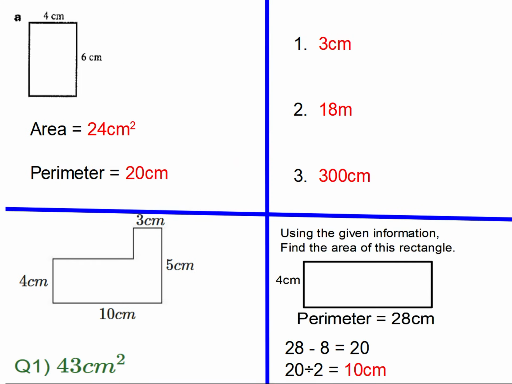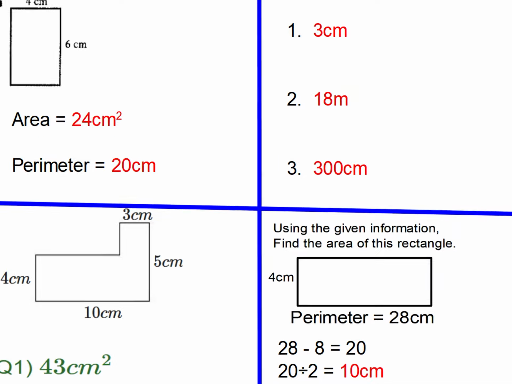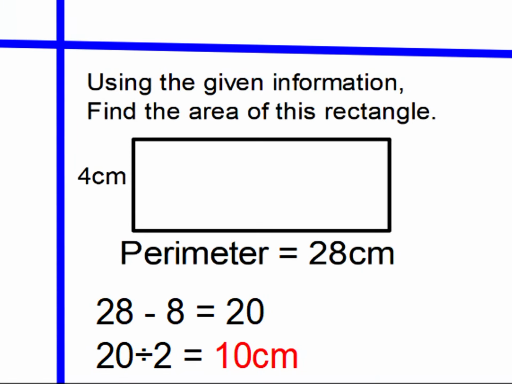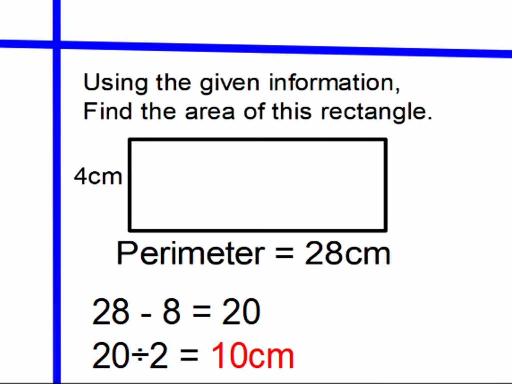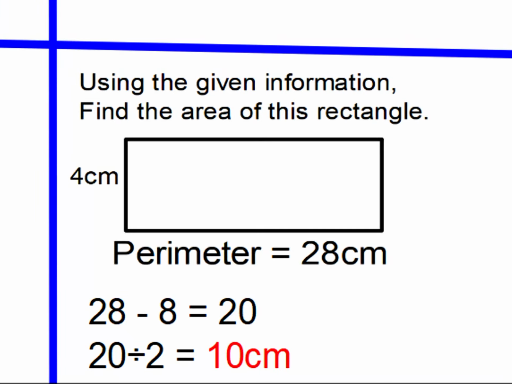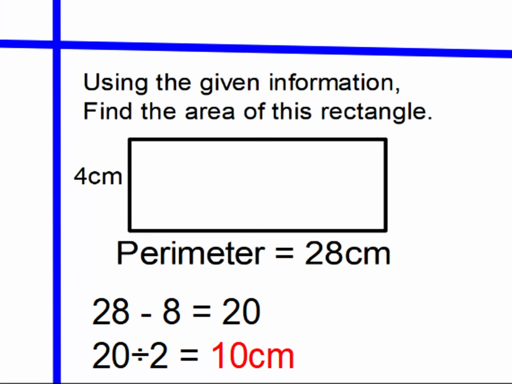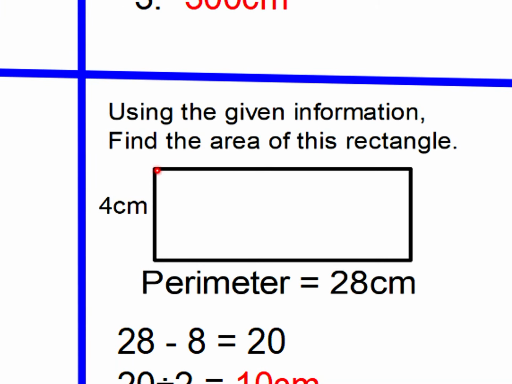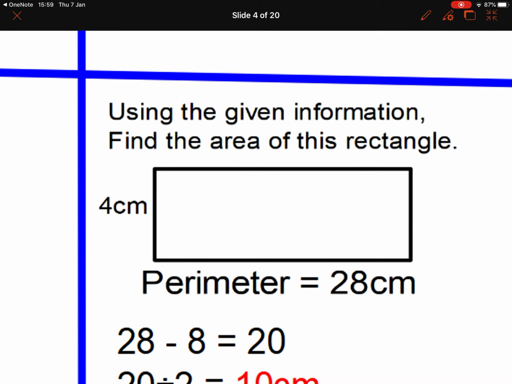Okay, well done if you've had a go at that. So your answers are here, okay? Now, please be aware that when you look at this question here, given the information, find the area of this rectangle. Well, what I've recognized was that in a rectangle, opposite sides are going to be exactly the same. So therefore, this side is also going to be 4 centimeters, okay?